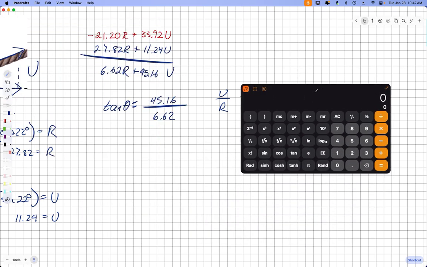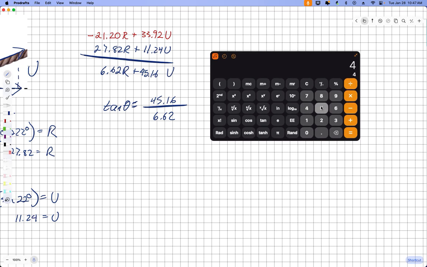And we're going to say 45.16 divided by 6.62. That's our value. We leave it in the calculator. We don't round it. Leave it just like that. And then hit your second function and your inverse tan. 81.66. It's a 0 next, so that's it. It doesn't round. That's its value.